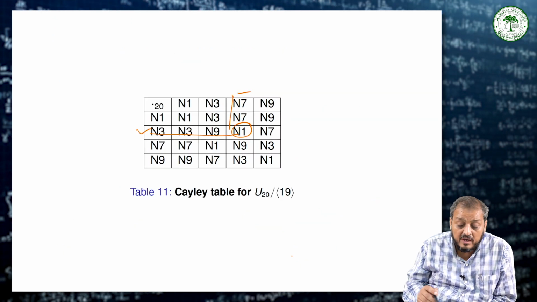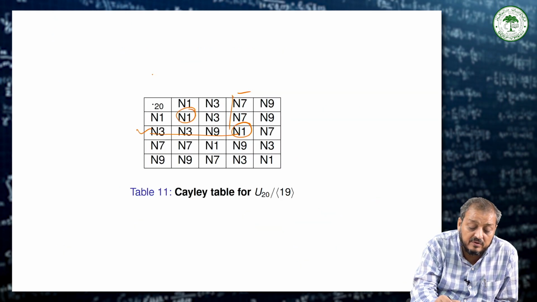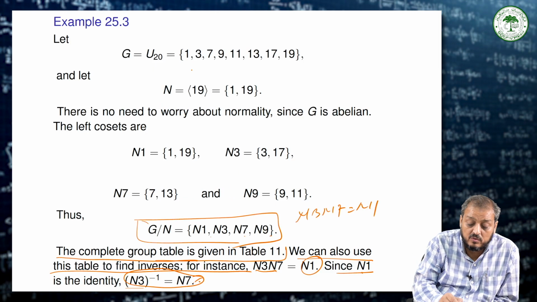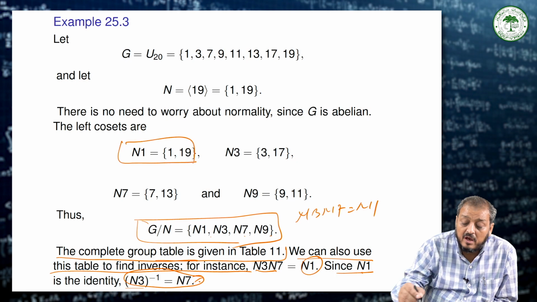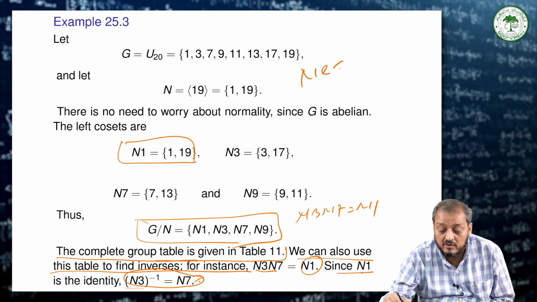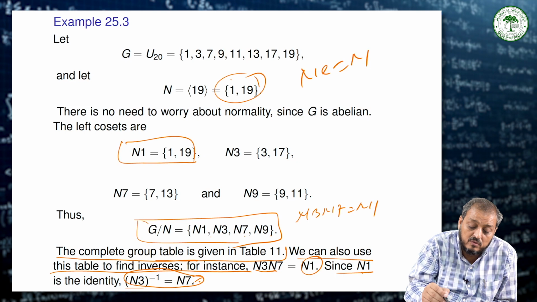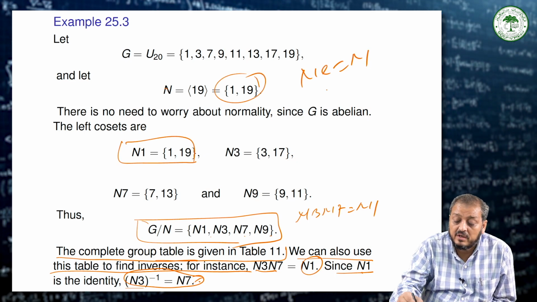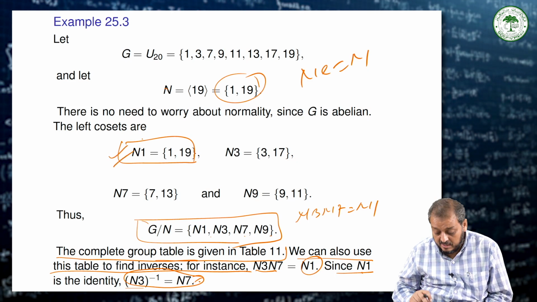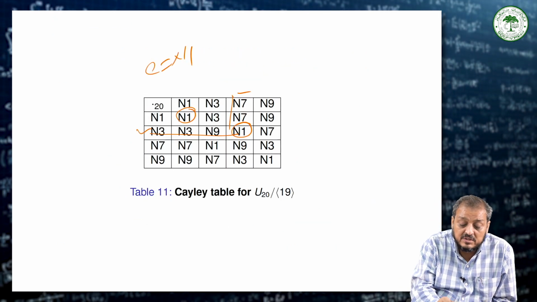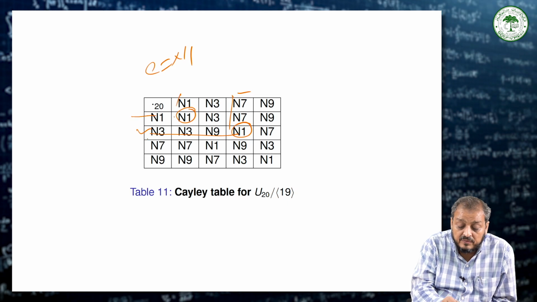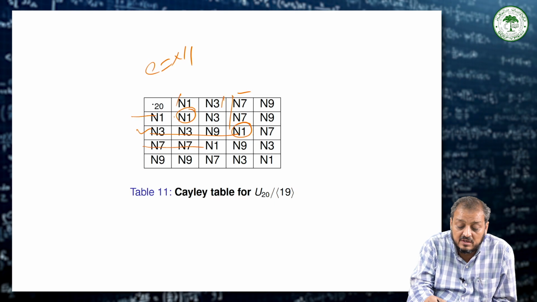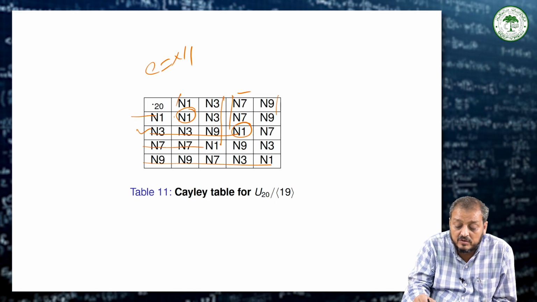Here the identity element is N1, because N1 is equal to {1, 19}, and we know that the identity is the same as N itself. So we can say that N1 is equal to {1, 19}. This means N1 is the identity element, and then N3 and N7 are the inverse of each other. N7 and N3 are inverses, and N9 is the inverse of itself.